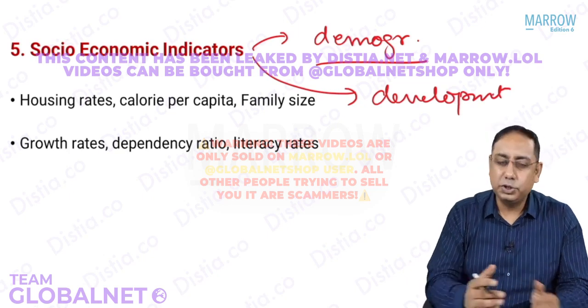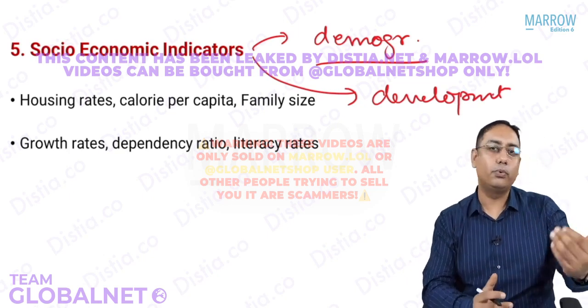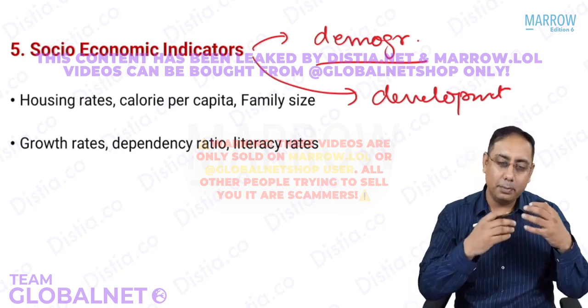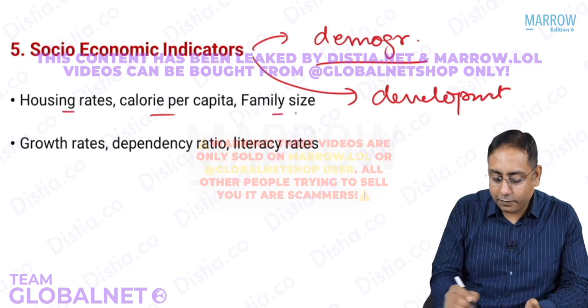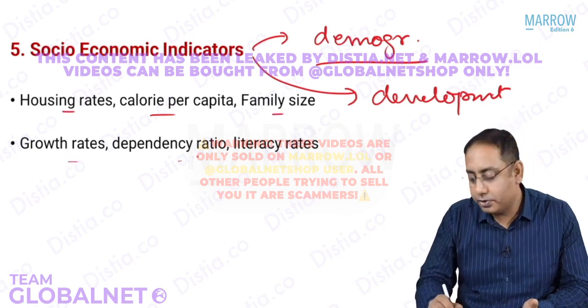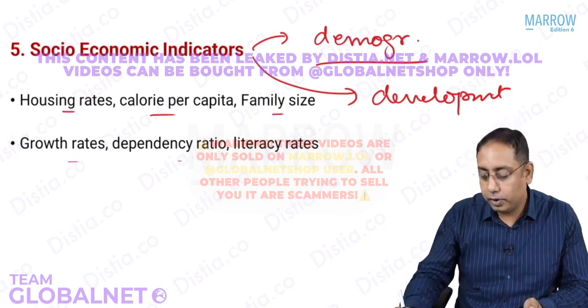So you can have different socio-economic indicators like how many people are rural, how many people are urban, how many people are poor, how many are rich, what is the housing rates, calorie per capita, family size, growth rate, dependency rate, literacy rate. All these are socio-economic indicators.